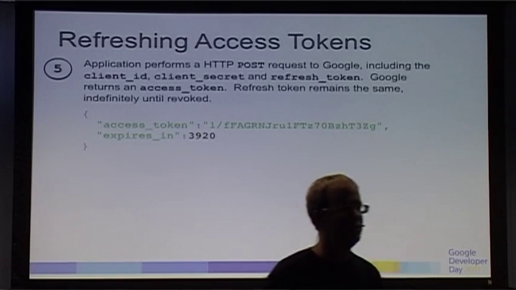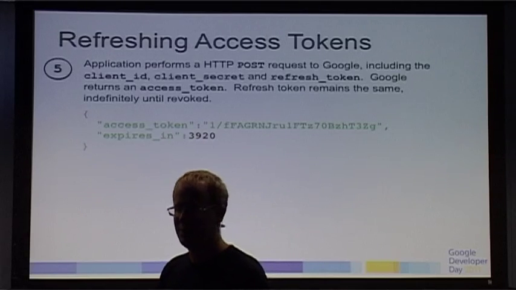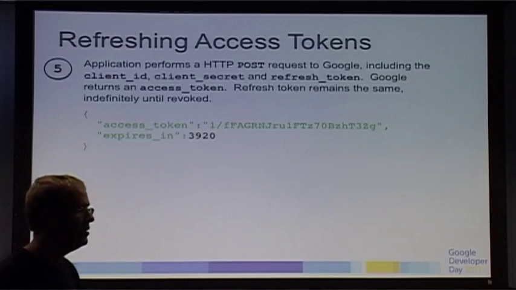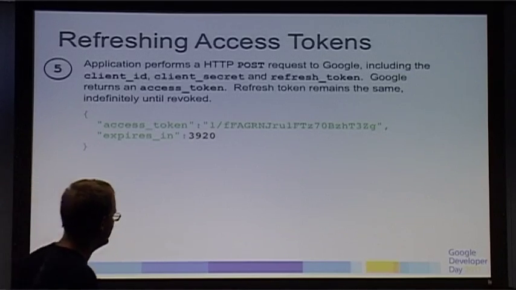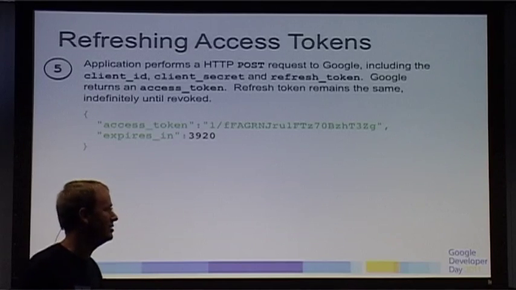Now you can wait until the access token is already expired, or if you know that it's about ready to expire and your user is actively using your application, you can improve the performance a little bit by requesting a new one shortly before it does expire.